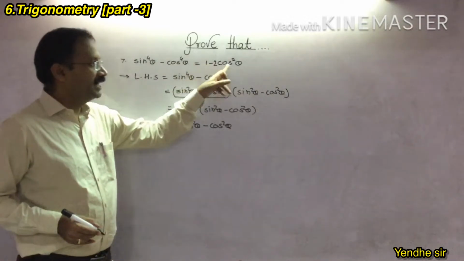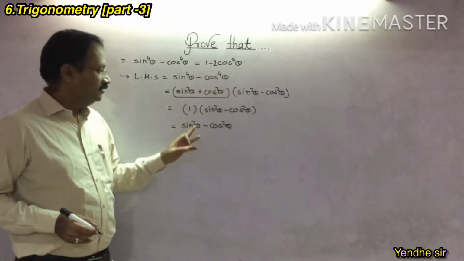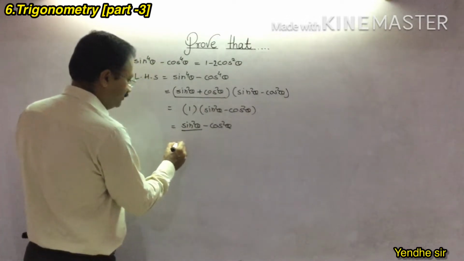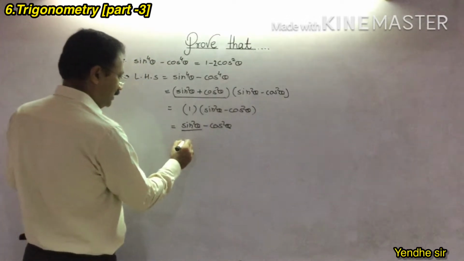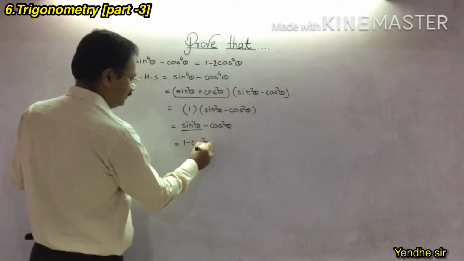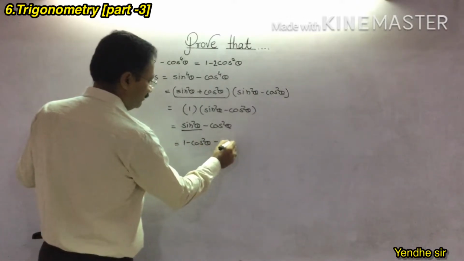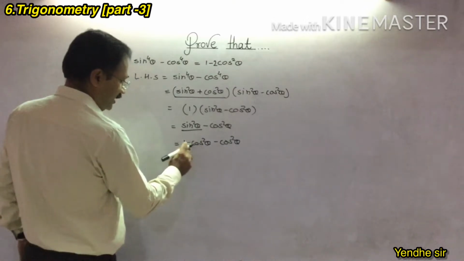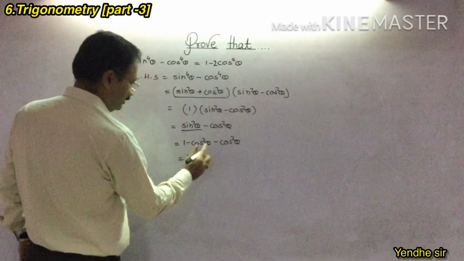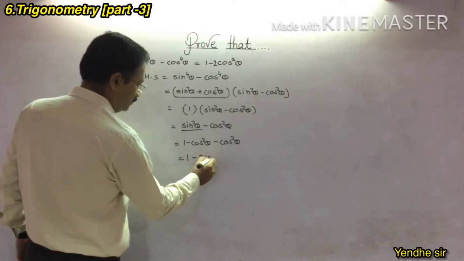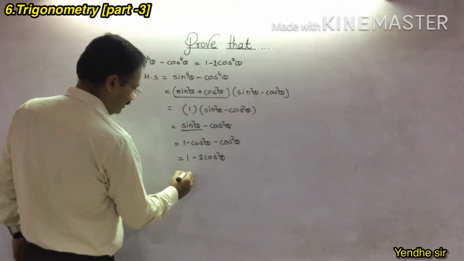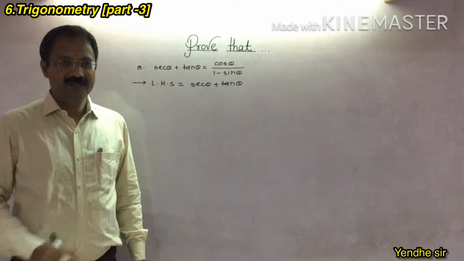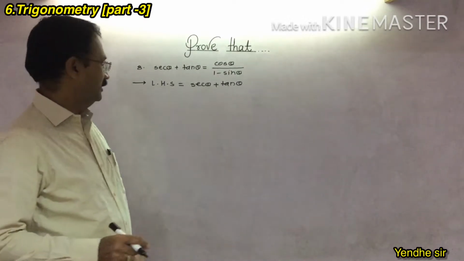Next rule is our target. Our target is 1 minus cos square theta. So it means I don't need sin square theta. So instead of sin square theta, I am going to write the formula 1 minus cos square theta, and minus cos square theta will be as it is. So you will get 1 will be as it is, cos square theta minus 2 cos square theta equal to RHS.